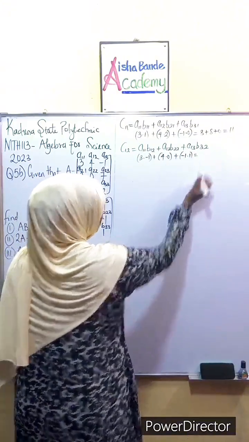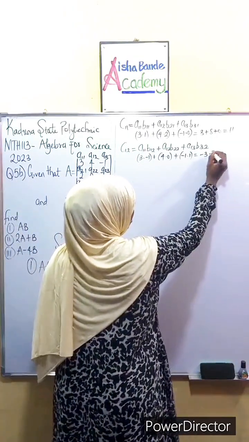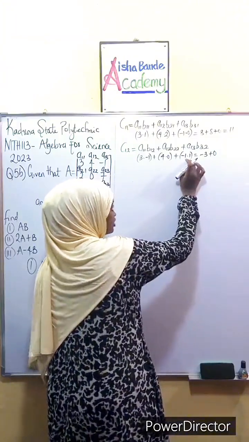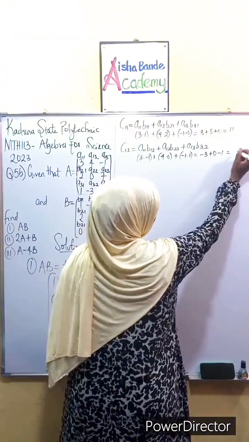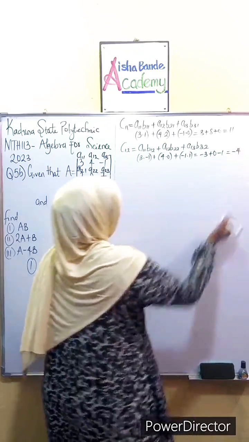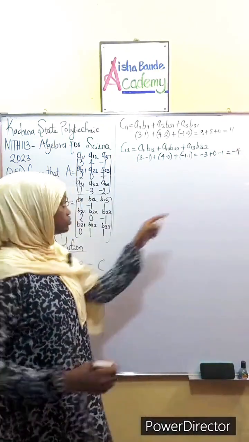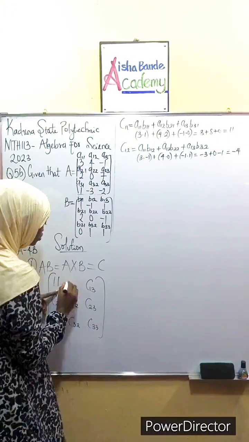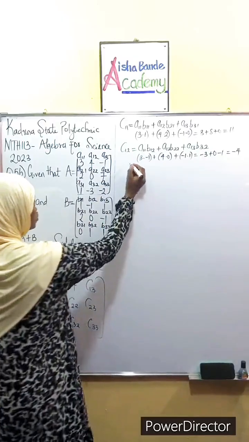So let's simplify this. So we have 3 times minus 1 here, we're going to have minus 3 here, plus 4 times 0 is 0, then minus 1 times 1 is minus 1, plus times minus 1 here is going to be minus 1. So here we have minus 3 minus 1 here gives us minus 4. So that means C12 is minus 4. So let's come here. So C12 and substituting the value is going to be minus 4. Okay, so let's move on to the next one.